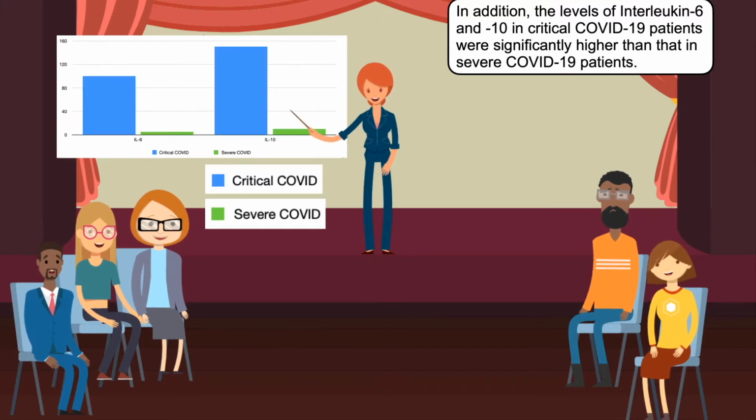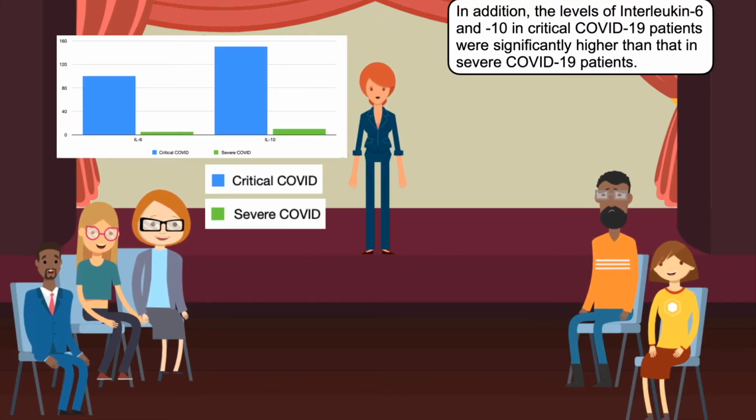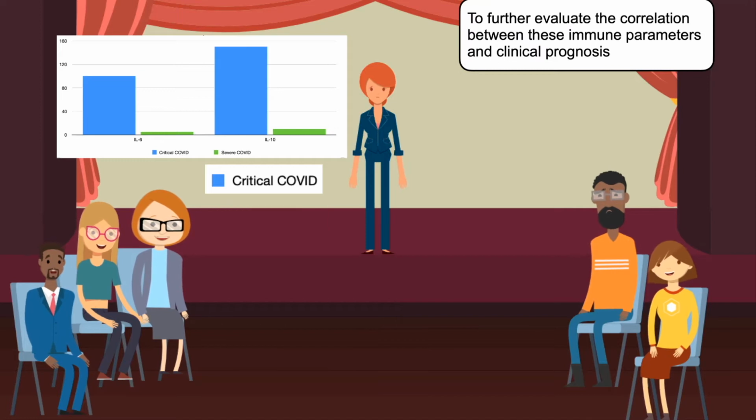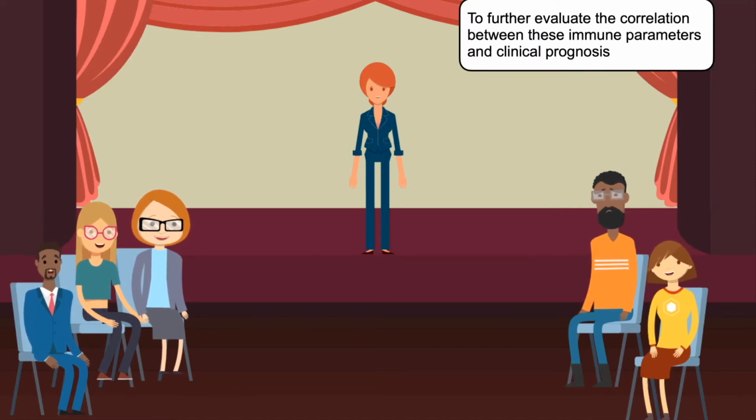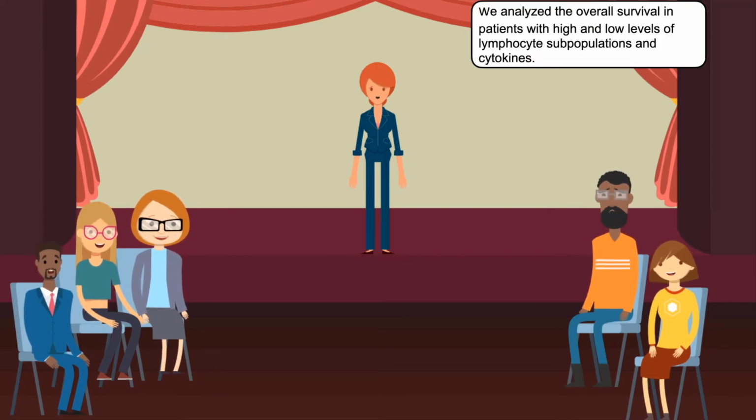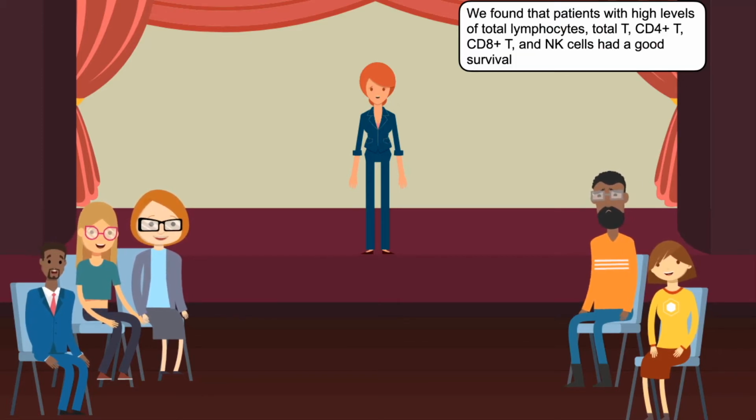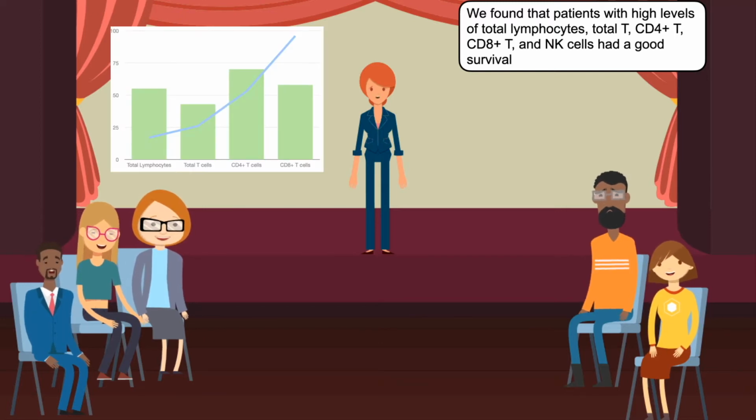In addition, the levels of interleukin 6 and 10 in critical COVID-19 patients were significantly higher than that in severe COVID-19 patients. To further evaluate the correlation between these immune parameters and clinical prognosis, we analyzed the overall survival in patients with high and low levels of lymphocyte subpopulations and cytokines. We found that patients with high levels of total lymphocytes, total T cells, CD4 positive T cells, CD8 positive T cells, and NK cells had a good survival.